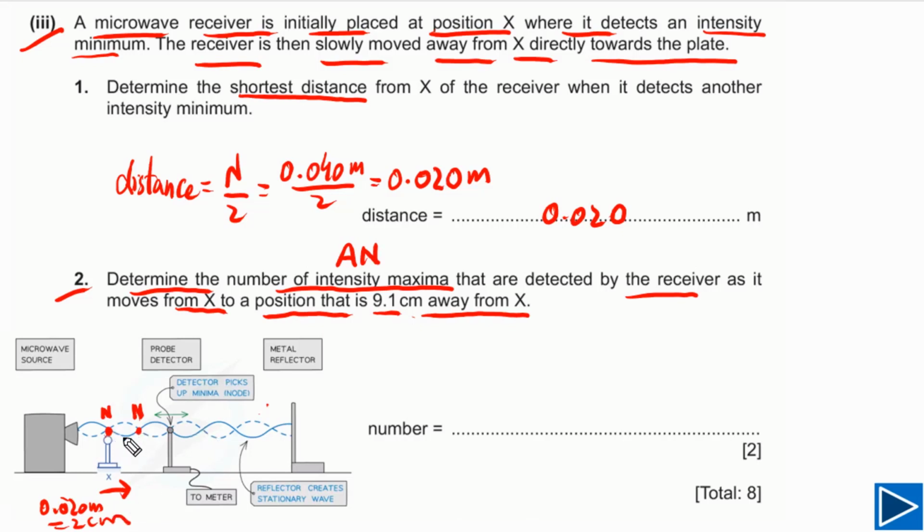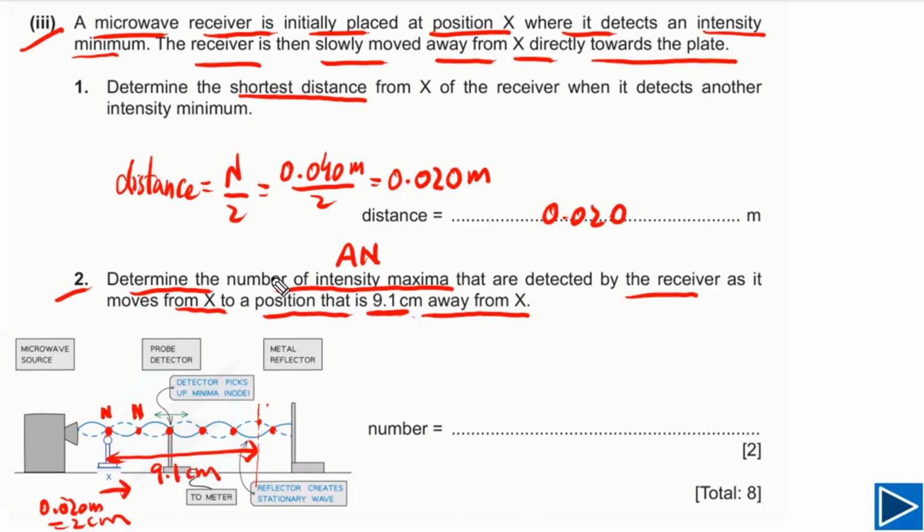So if we move the detector from here to here, this distance is 2 centimeters. Then if we move to the next node, it will cover an extra 2 centimeters. If we place it at this point, the distance from X will be equal to 6 centimeters. If we place it here, the distance between X and this new position is 8 centimeters. In the question, we have to move this by 9.1 centimeters, so we have to move up to this point. Otherwise, if we move to this one, the distance will be 10 centimeters, but we have to move by 9.1 centimeters.